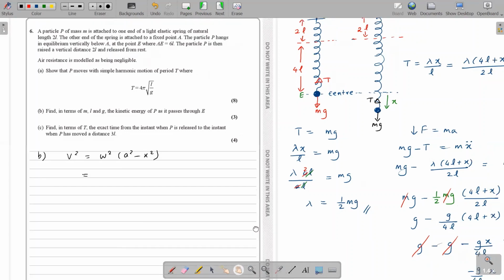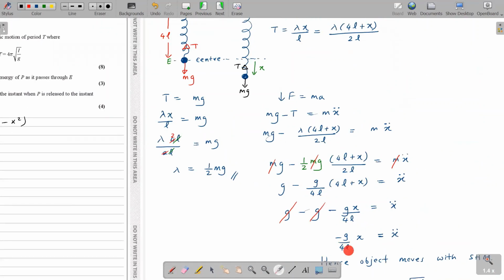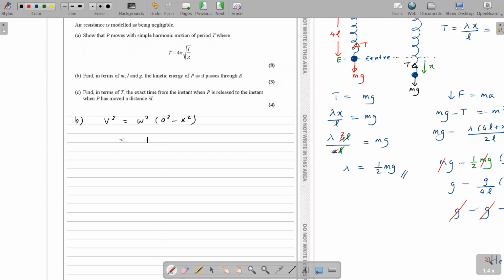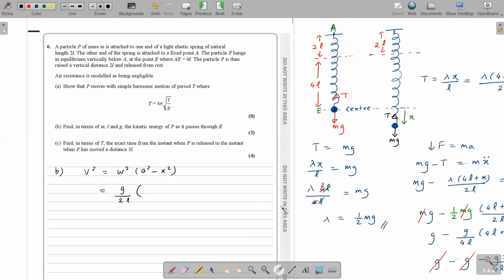Omega squared is already found here. This is G over 4L. This is omega squared, in the x double dot equation equal to minus omega squared x. So omega squared is G over 4L, times amplitude squared. The amplitude, I told you at the very beginning, is the distance 2L above E. Therefore, 2L is the amplitude, so amplitude squared is 4L squared. Minus x squared. When you're passing through E, x is the distance measured from the center in these equations, so x is 0.